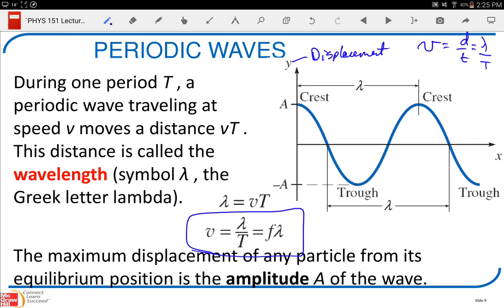And since frequency was 1 divided by the period, right, they were just inverse of each other, I can also write that as speed is frequency times wavelength. That's one of the equations we're using in today's lab, relating the speed, the wavelength, and the frequency.